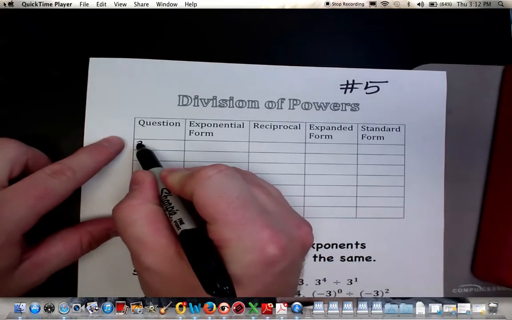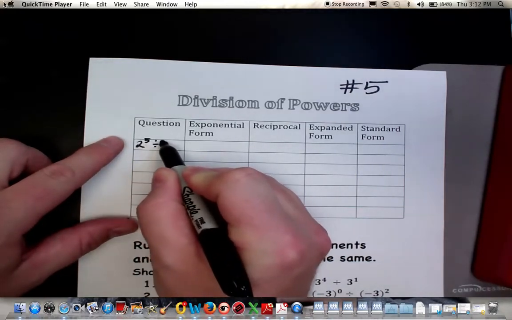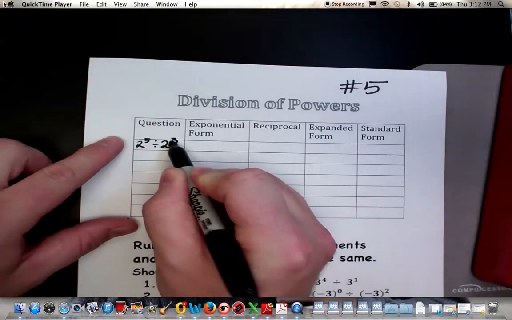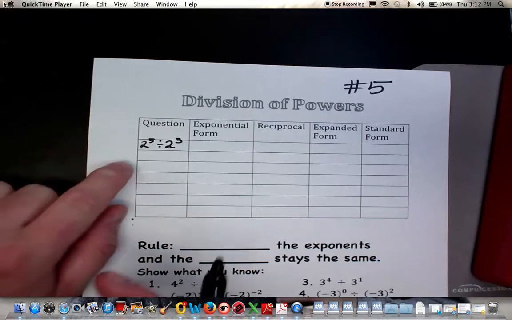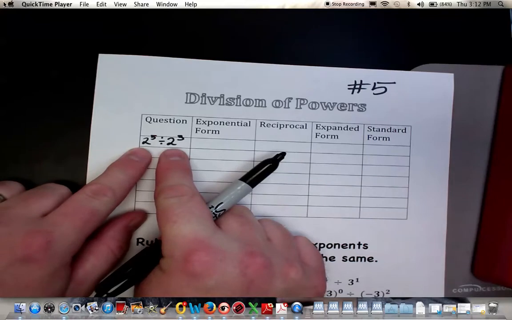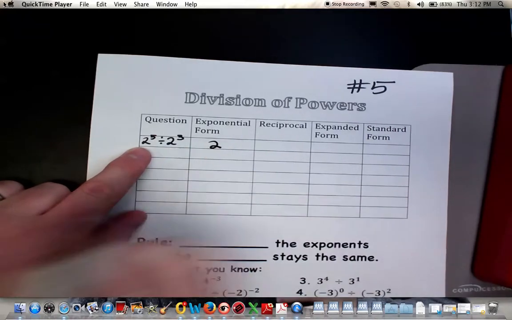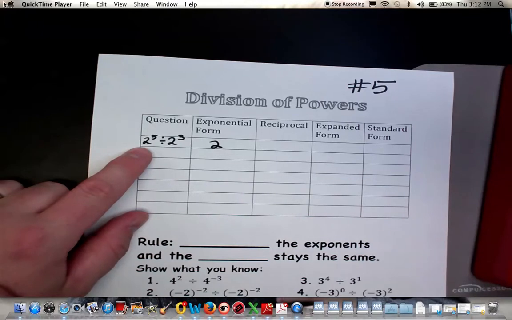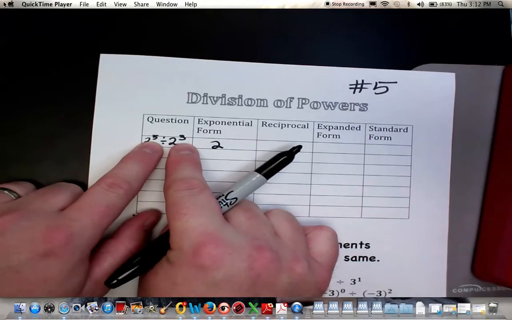Okay, so if I look at it here, I'm going to give you my first question. Maybe my first one is going to be 2 to the 5th power, and I'm going to divide it by 2 to the 3rd power. So I have 2 to the 5th power divided by 2 to the 3rd power, and I want to divide those. First I look at it and see that, hey, my bases are the same. So my base is going to be 2 in exponential form. And I know that my exponents here are 5 and 3. Well, I'm not too sure what to do with those.